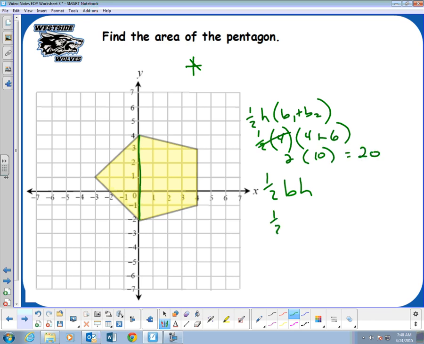And then 1/2, my base is going to be 6. My height is going to be 1, 2, 3. So that's going to be equal to 9. And I'm hoping you got an answer of 29 for this problem. I had 29. So the area was 29. If you got the same area as I did, then you know you did your surveyor's method right.